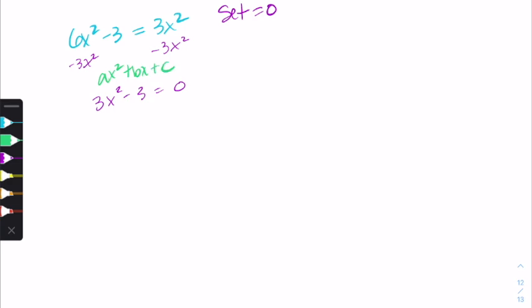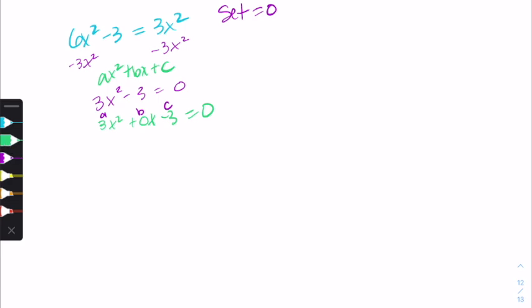Now, remember we've got ax squared plus bx plus c. So in this case, there's no x value, so that's really 3x squared plus 0x plus c. Oh, the c is the negative 3. Okay. So that means that a is the 3, b is the 0, and c is the negative 3.